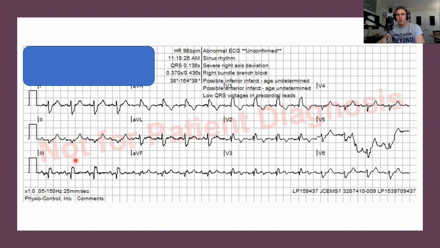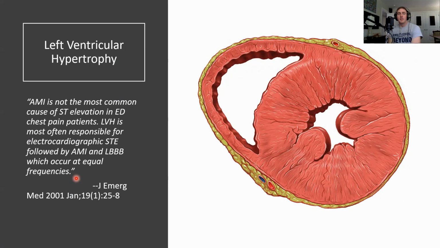If I follow that all the way down, I can see that the J point is right here, and that this is actually part of the QRS. Now, left ventricular hypertrophy. Myocardial infarction is not the most common cause of ST elevation in emergency department chest pain patients. Left ventricular hypertrophy is most often responsible for EKG ST elevation, followed by MI and left bundle branch block, which occur at equal frequencies.